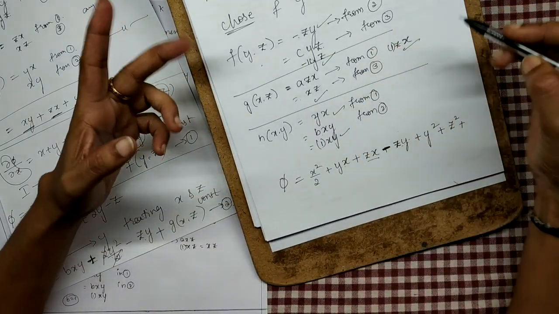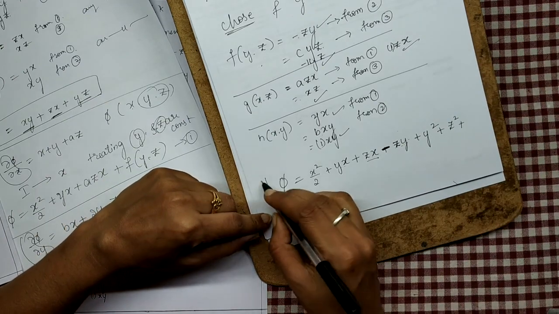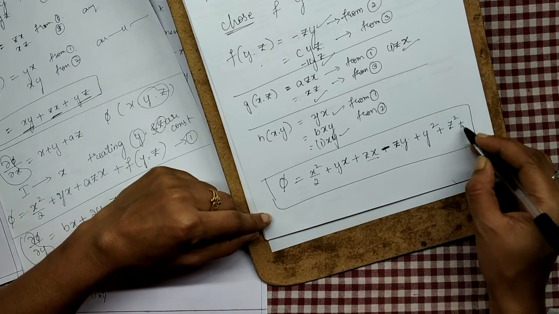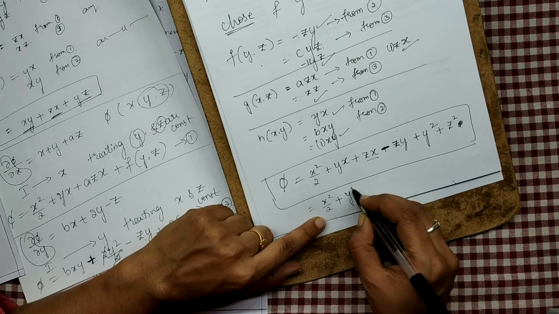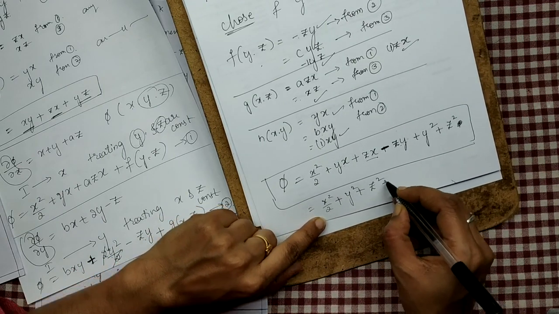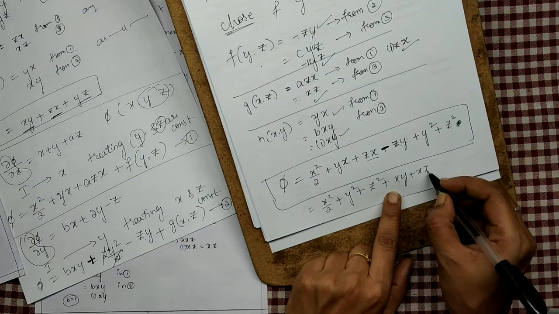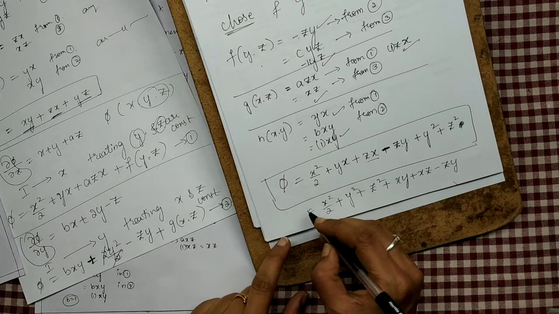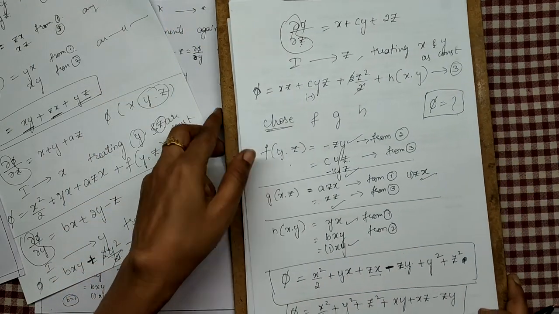See, I have written all the terms which are different in all these three equations, that is 1, 2 and 3. Now this is the unique scalar function that is constructed: x square divided by 2 plus y square plus z square plus xy plus xz minus zy. This is the unique scalar function that we have constructed for the given vector field.